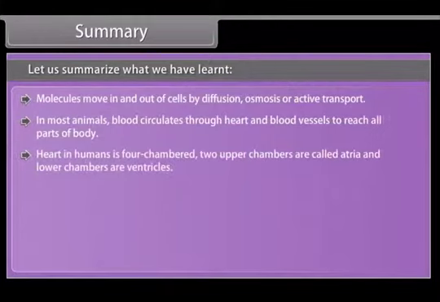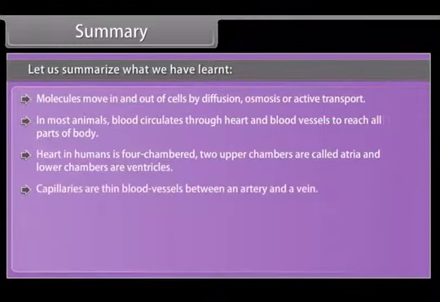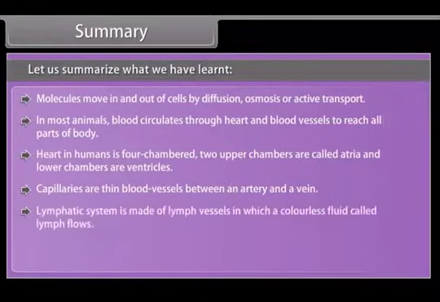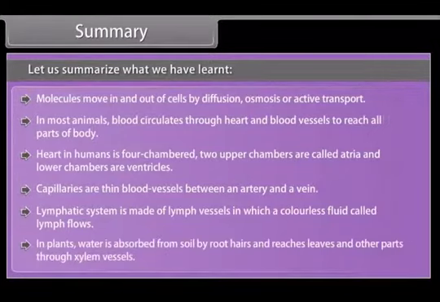The heart in humans is four-chambered. The two upper chambers are called atria and the lower chambers are ventricles. Capillaries are thin blood vessels between an artery and a vein. The lymphatic system is made of lymph vessels in which a colorless fluid called lymph flows. In plants, water is absorbed from soil by root hairs and reaches leaves and other parts through xylem vessels.